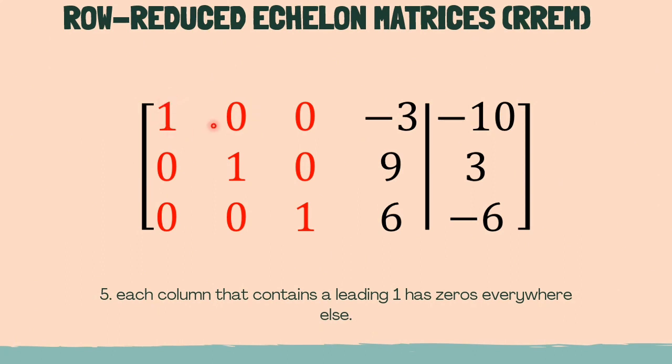So we get 1, 0, 0, 0, 1, 0, 0, 0, 1 for this red color, which satisfies the condition that each column that contains a leading 1 has 0 everywhere else. So leading 1 has 0, leading 1 has 0, leading 1 has 0. So it is also RREM because it has a leading 1 like this. So that's all. Thank you.